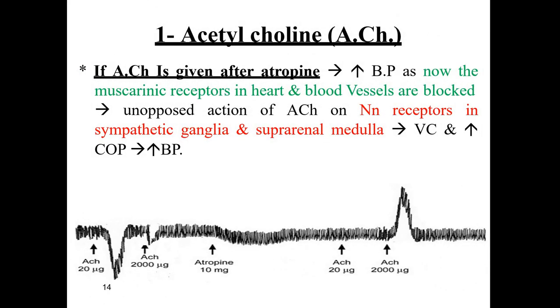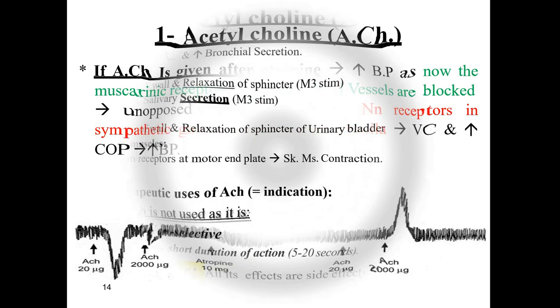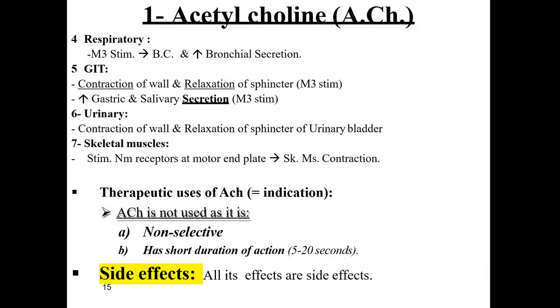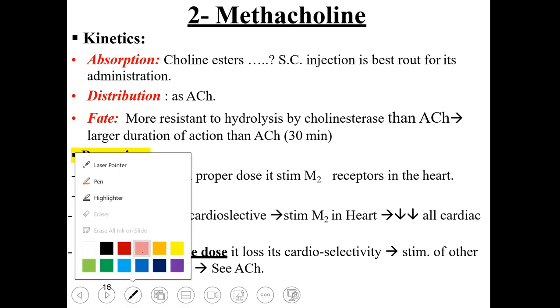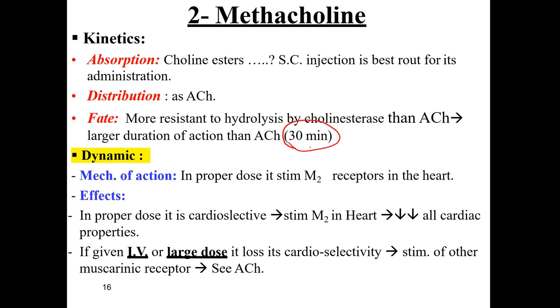So the message for you is acetylcholine and the cardiovascular system, as we discussed. Now acetylcholine and the respiratory system: bronchial secretion will be increased, and in skeletal muscle, of course, muscular contraction will be there. And this is another drug, methacholine. It has a longer half-life than acetylcholine, so that is why it is used therapeutically. It's 30 minutes. The only difference from acetylcholine is that it has a longer half-life.